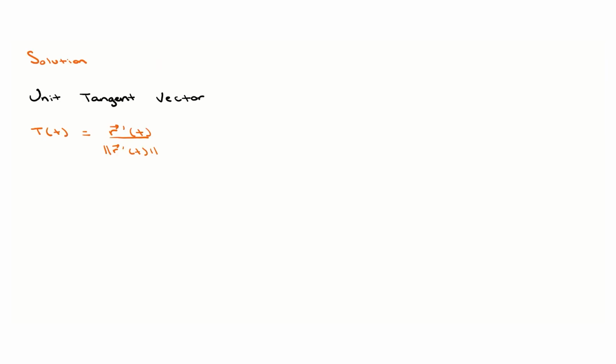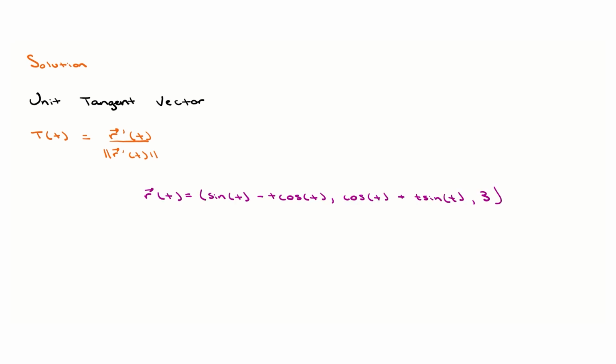So here's the formula for the unit tangent vector. It says that the unit tangent vector equals the derivative of our curve over the magnitude of the derivative of our curve. So this is the curve that we were given, and let's start by solving the numerator. So we'll find the derivative of this curve.